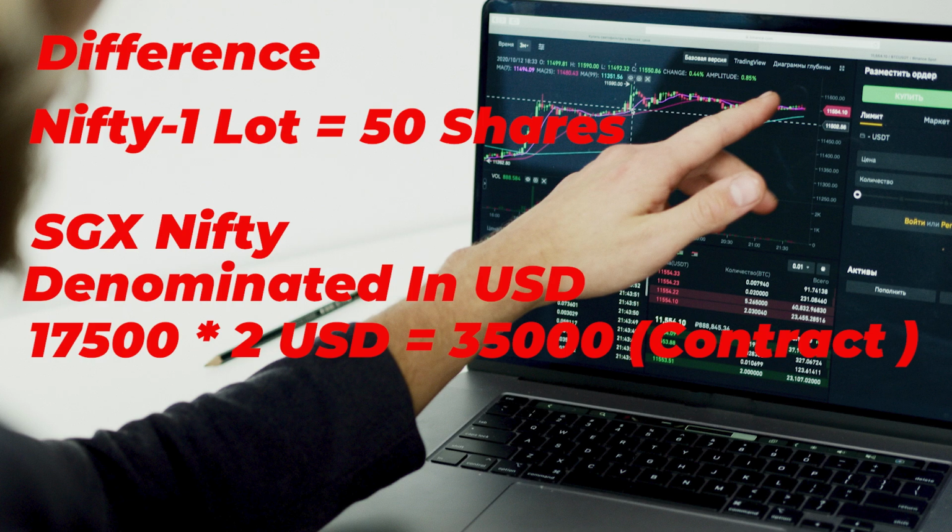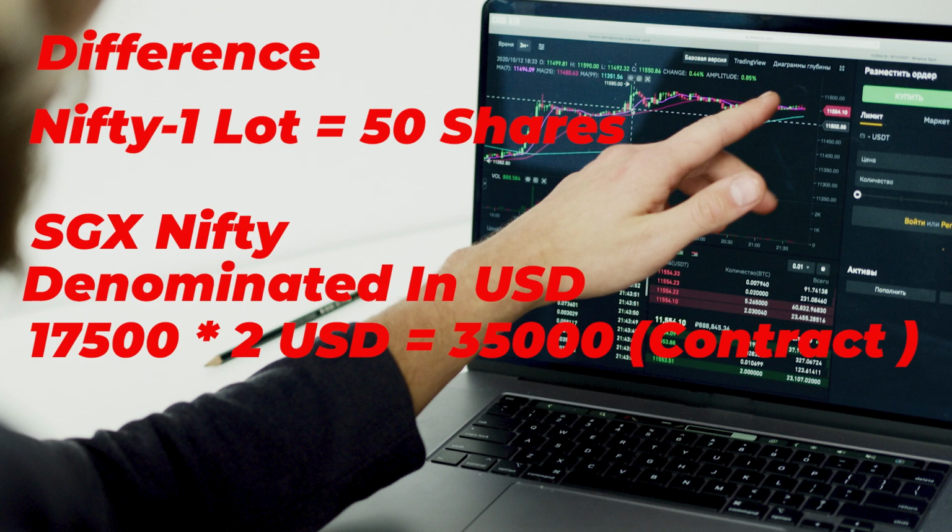So what is the difference? Now we have seen what SGX Nifty is and who can trade in SGX Nifty. Now we will see the difference between Nifty and SGX Nifty. You have to understand, SGX Nifty is a Nifty futures contract trading on Singapore Stock Exchange and in India. The contract size of SGX Nifty is different compared to Nifty. In India, we have 50 shares in a Nifty contract, right? Every Nifty contract has a lot size of, I think, around 50.